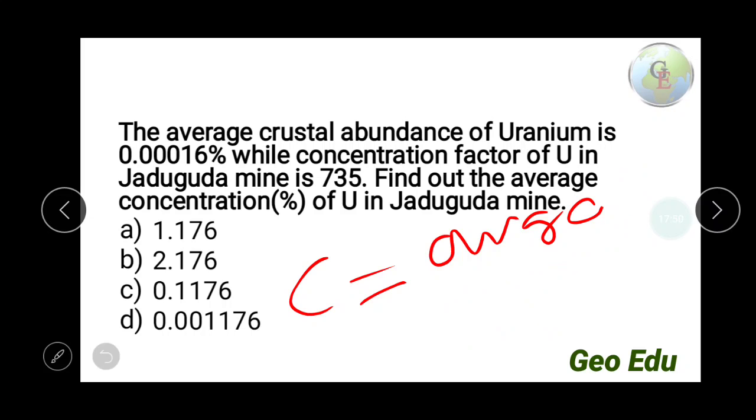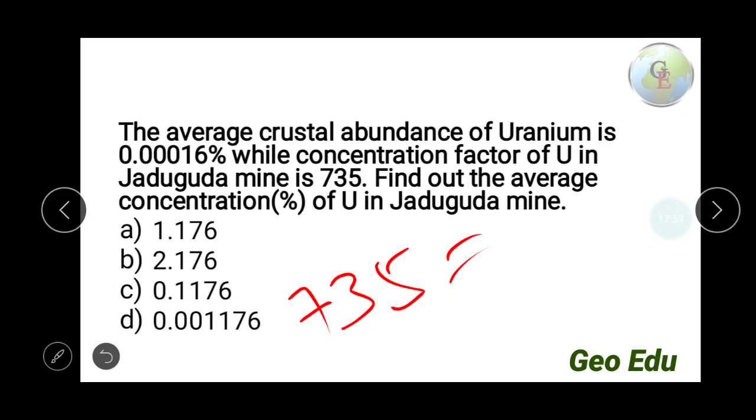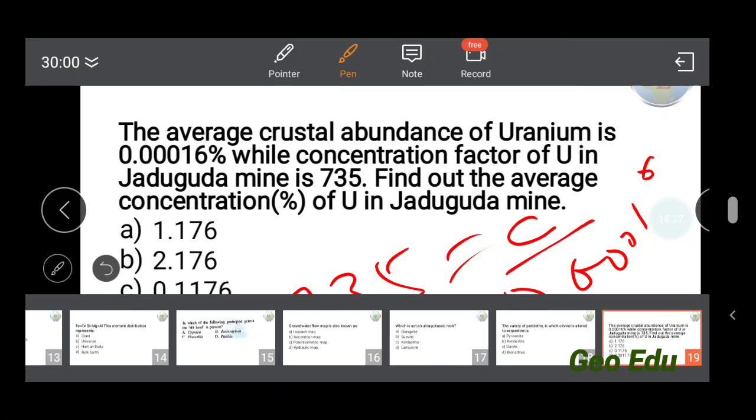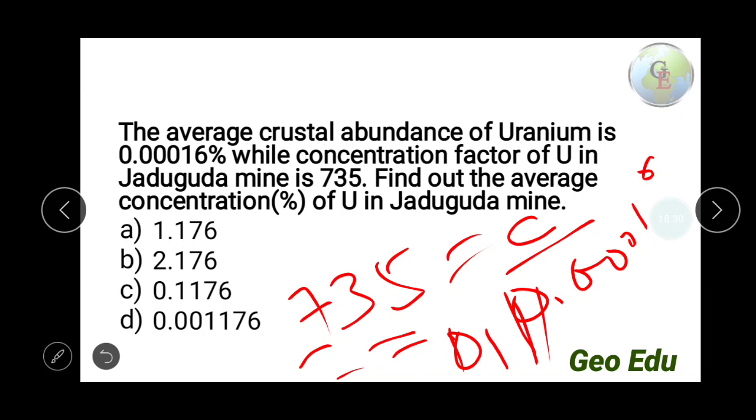So here the answer will be, the concentration factor is given, 735 is equal to the average concentration in Jadugoda mine, that is I am writing C, divided by crustal abundance, that is 0.00016. So C will be, we have to multiply both these, the answer will be 0.11176. The answer will be option C.